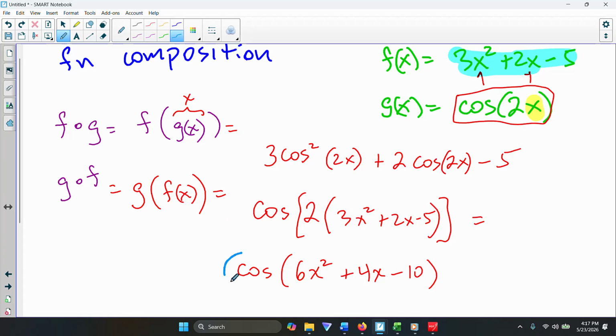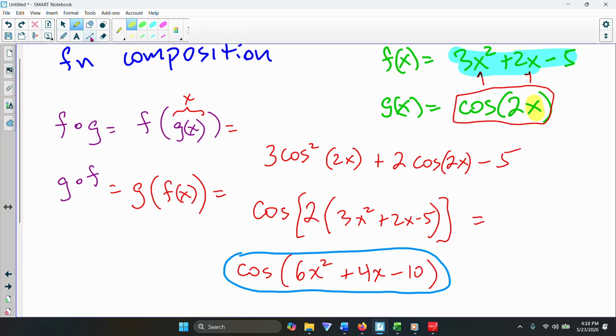And there is my function composition. I have one function inside another function, and that's exactly how in calculus we're going to refer to it. This function is the inside function, and this is the outside function. There could be a bunch of functions inside other functions. So I think I'll stop there as far as function composition.